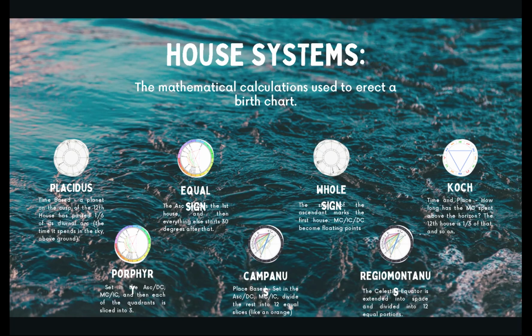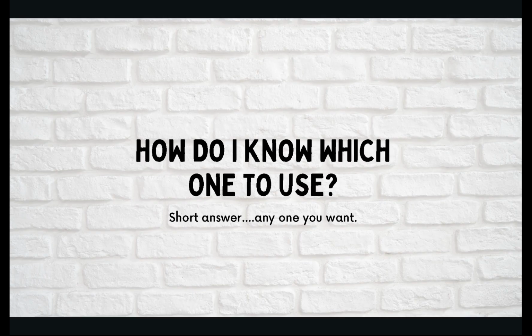House systems. So there are so many different house systems, and here are just a few of the most popular that I'm aware of. And this is not even an extensive, exhaustive list. This is just a few. All right, how do I know which one to use? And really the short answer to this is any one you want.